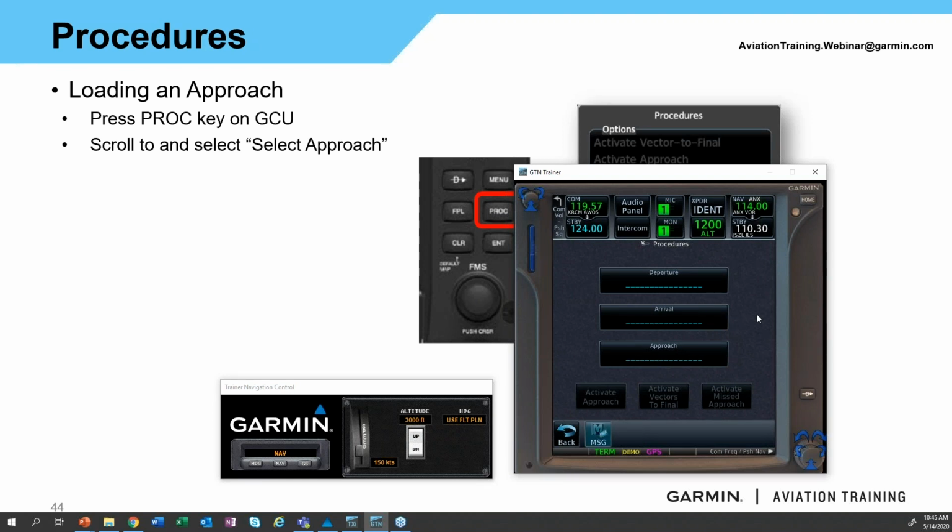So I have my three selects: departure, arrival, and approach. And then I have activate approach, activate vectors, and activate missed. And same exact thing on the 35000. So being able to enter an approach on a GNS unit, you can enter an approach on a G1000, a GTN, a 35000. It's all the same. The buttons are the same. You're going to select the approach and the transition, put the approach in there, load and/or load and activate, which we're going to talk about here in just a second.